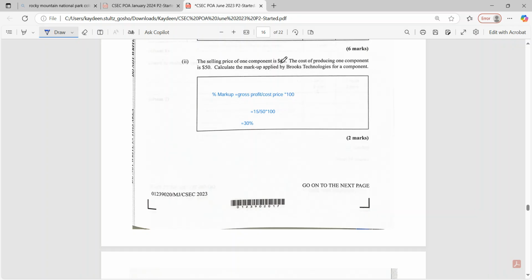Gross profit in this case is 65 minus 50, and we notice that there's $15 profit. So 15 divided by the cost price, which is $50, multiplied by 100 gives us a markup of 30%.